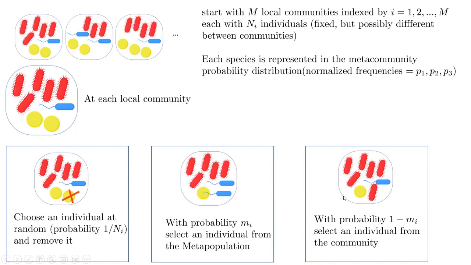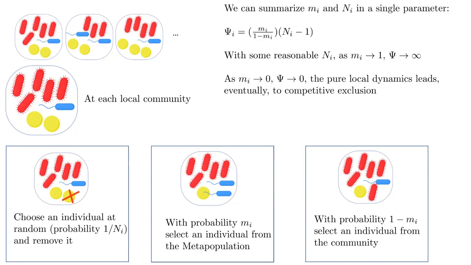Otherwise, you would just select, again with probability 1 over N minus 1, an individual to replicate from the local community. And then the species richness within a community, so how many species are within a community, will depend on the dynamics. That's not something given. What is given here is the number of individuals. The number of individuals is fixed throughout your simulations.